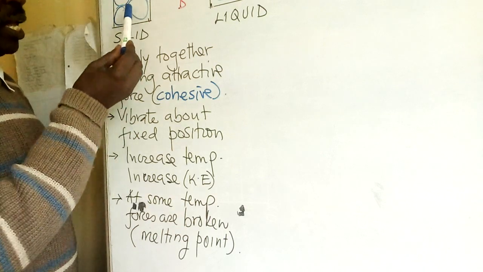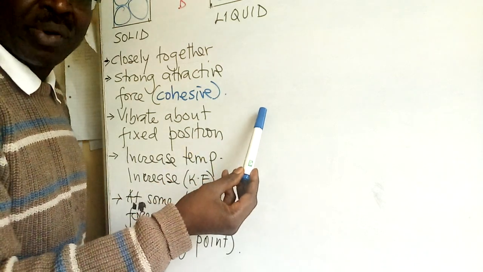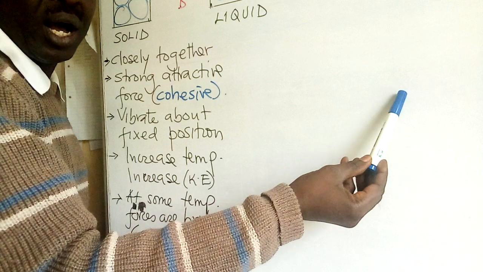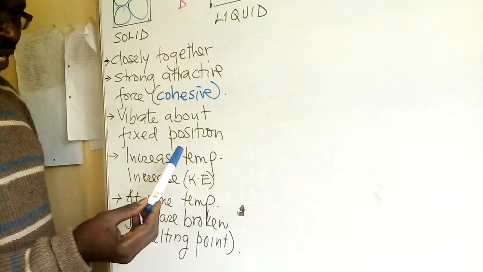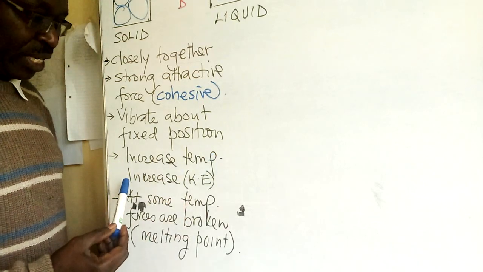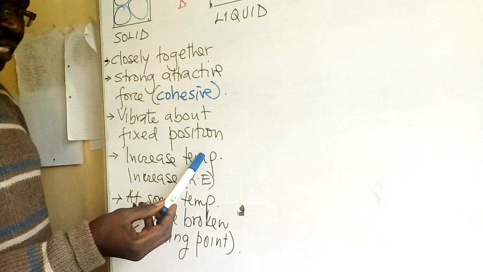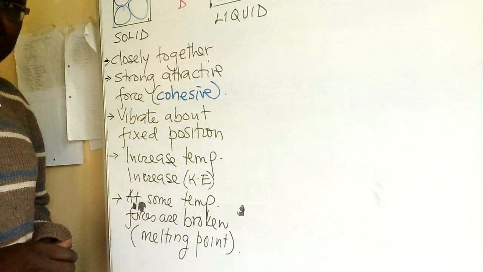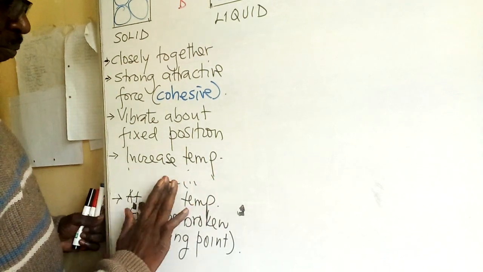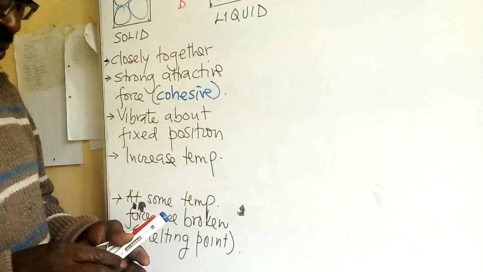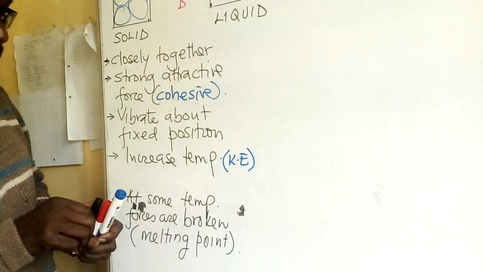Bullet 3. Here, they vibrate about fixed position. Here, it is Brownian motion. Here, more Brownian motion. Then bullet number 4, increase temperature, meaning that increase kinetic energy. When we increase temperature or increase kinetic energy, we write more vibration. There will be more vibration.